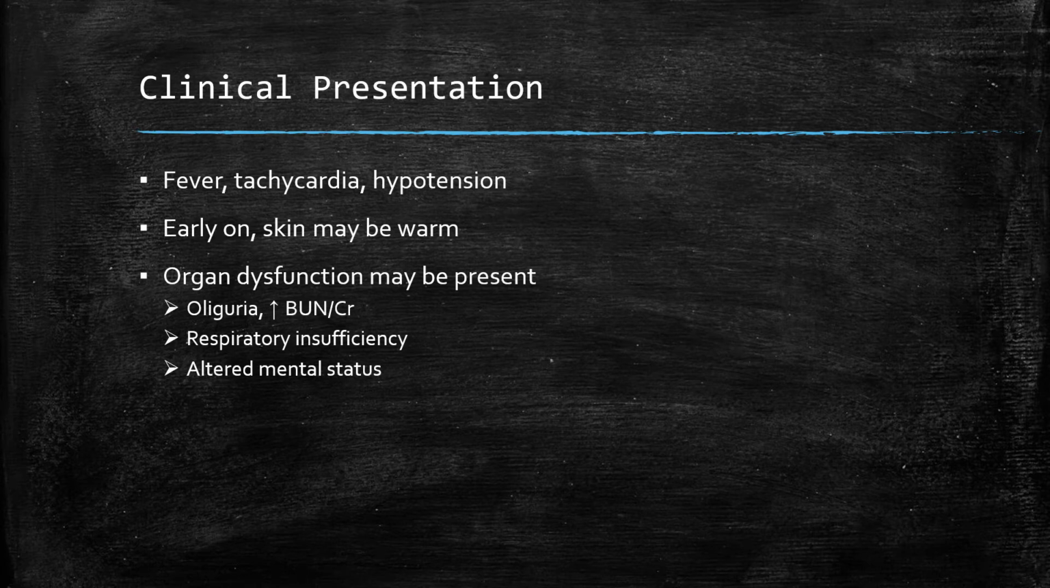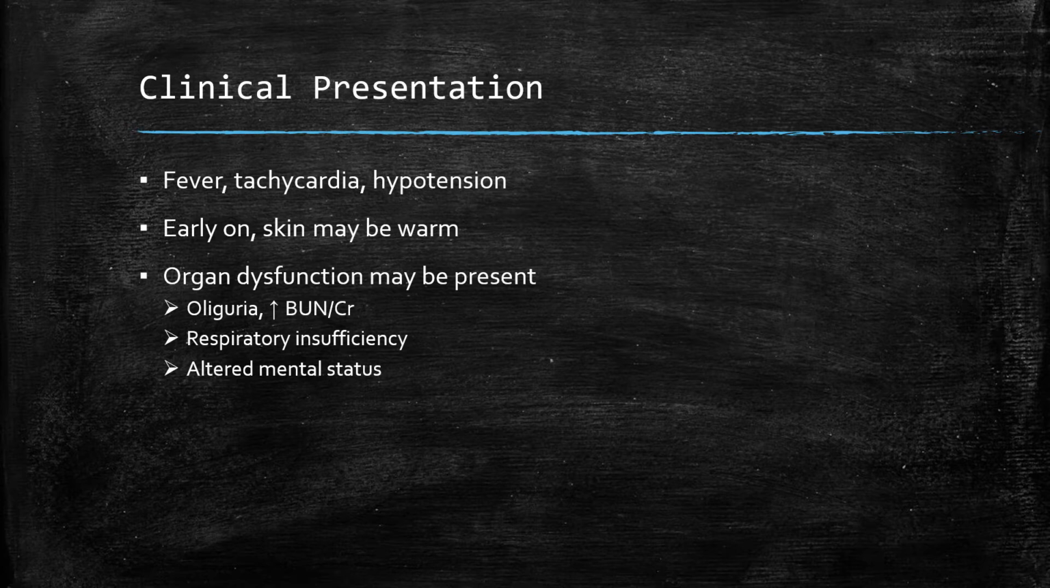Most patients with sepsis have some degree of fever, tachycardia, and hypotension. Early on, the patient's skin may be warm and well perfused. This is because in early sepsis, cardiac output tends to be elevated and peripheral vascular resistance tends to be low. As the syndrome progresses, however, cardiac output declines and peripheral vascular resistance increases, so the patients become cold and clammy, just like a patient in hypovolemic shock.